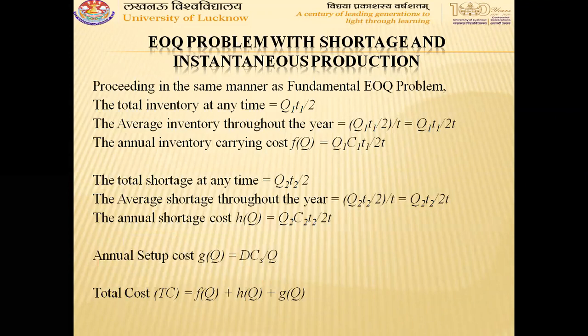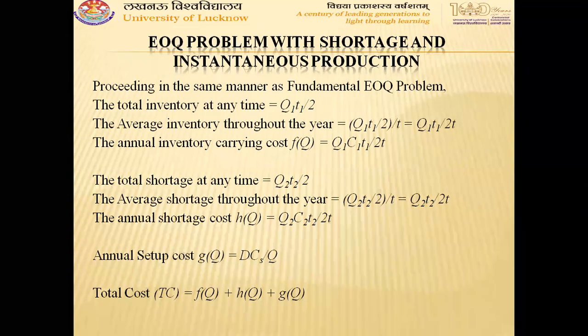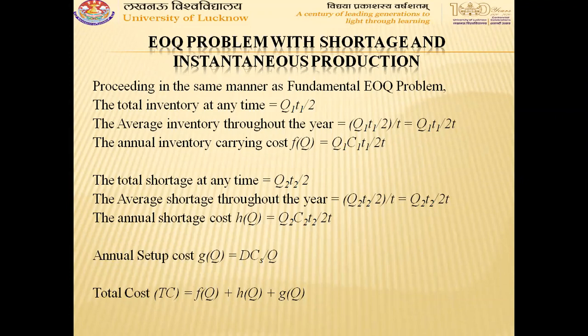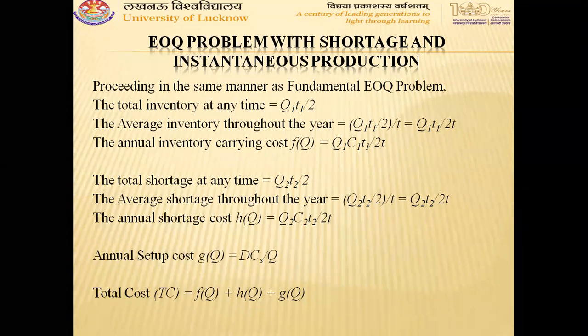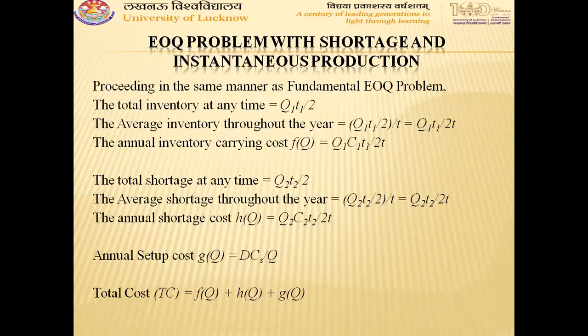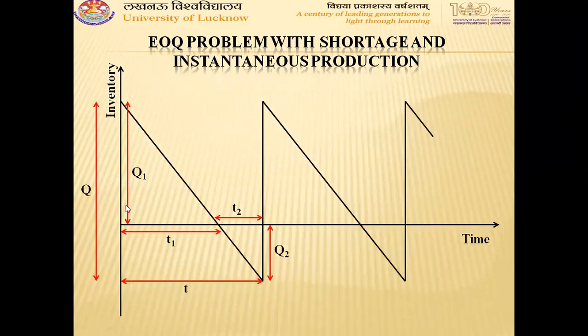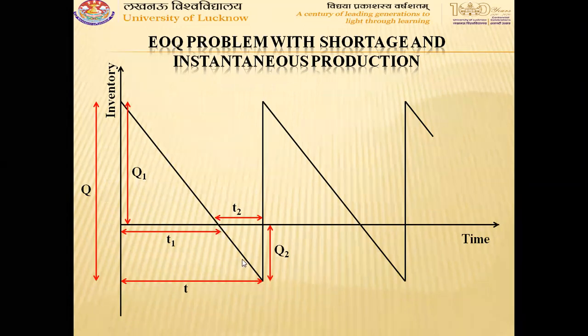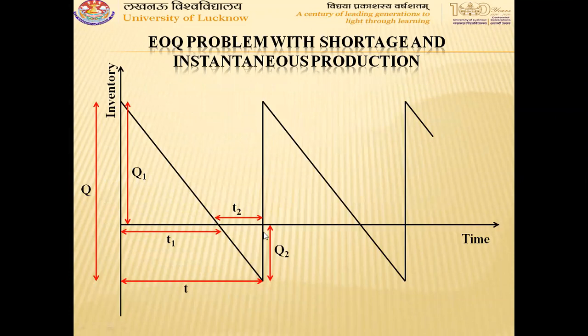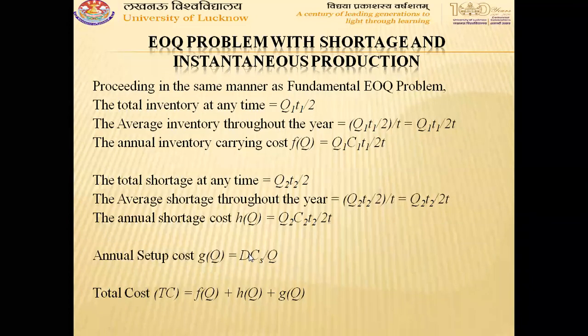Now we can easily calculate the total cost, and we can also proceed in the same manner as the fundamental EOQ problem. The total inventory at a time will again be the area of this triangle, that is half Q1 into T1. Similarly, total shortages will be half the area of this triangle, that is half of Q2 into T2.